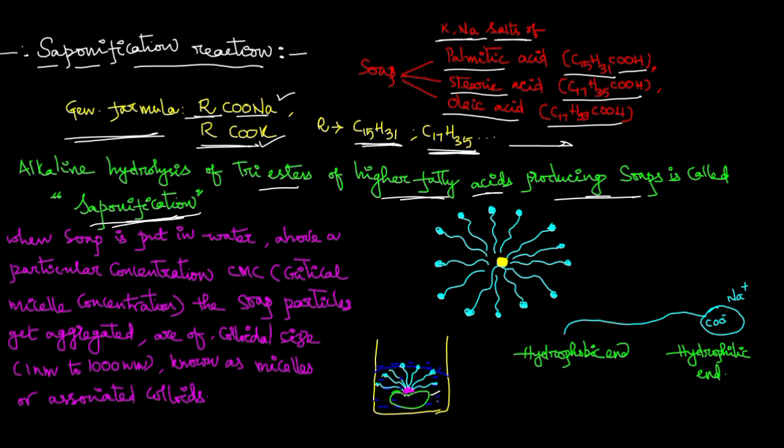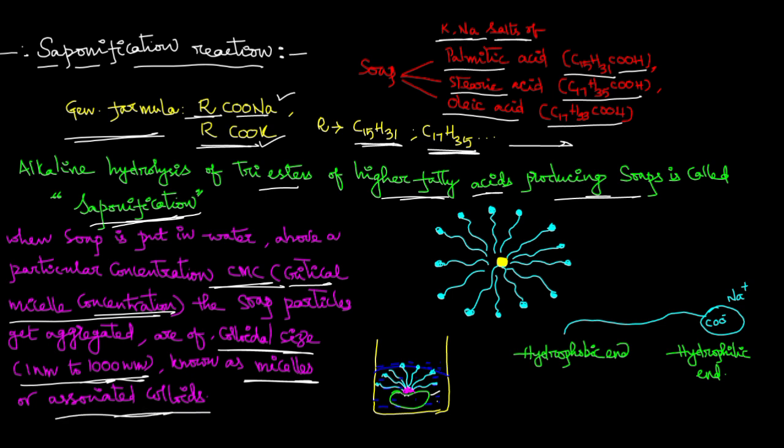RCOONa and RCOOK. And when soap is put in water above a certain concentration, then the particles of the soap will aggregate, will come close together above some concentration which is called CMC, critical micelle concentration, and those colloidal particles become a size of 1 nanometer to 1000 nanometers, and those are called micelles or associated colloids.